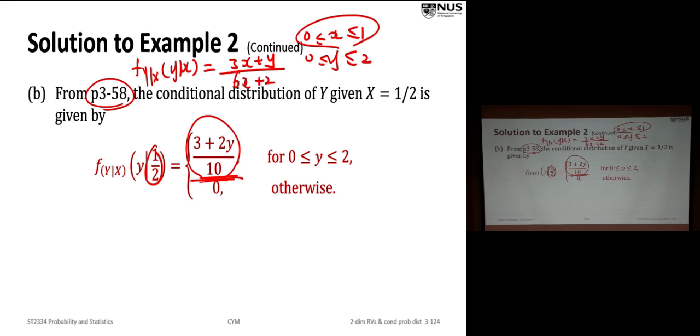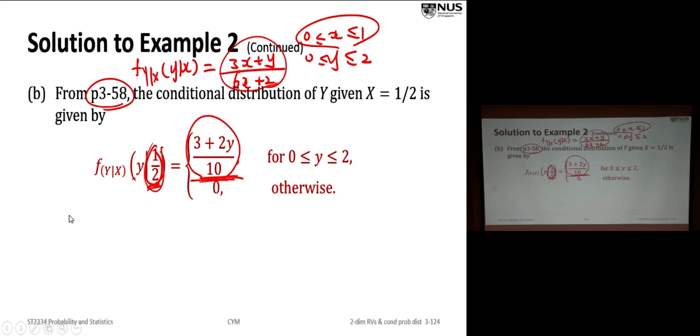The conditional distribution is given by this expression. I use this expression by substituting x equal to 1/2. So that's why you don't see x there. So be careful. I already specified x, so now you don't see x. And it's right because now you make use of the information of x. So you don't see any x anymore. It just depends on y.